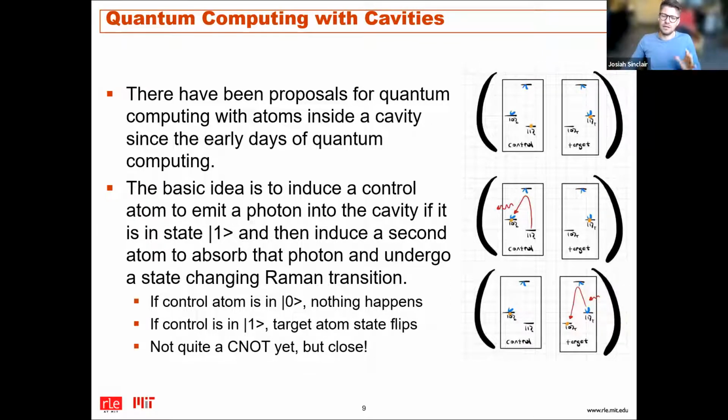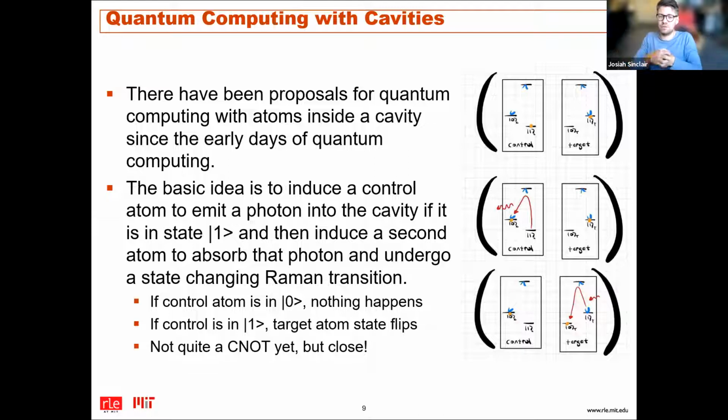And the basic idea of these proposals was to induce, so I've got a sequence of three diagrams here, which you should read sequentially going down. You've got two atoms in the cavity. They're both three-level atoms. And the idea is to induce the left atom, the control atom, to emit a photon into the cavity only if that atom is in a particular state. And then we can induce a second atom to absorb that photon and undergo a state change only if it's in a particular state. So if the control atom is in the wrong state, nothing happens. But if it is in the right state, the target atom will have its state flipped. This is rough at this stage, but you can see we have the ingredients we need for a conditional logic gate between two, potentially very far apart qubits mediated over long range by the cavity.